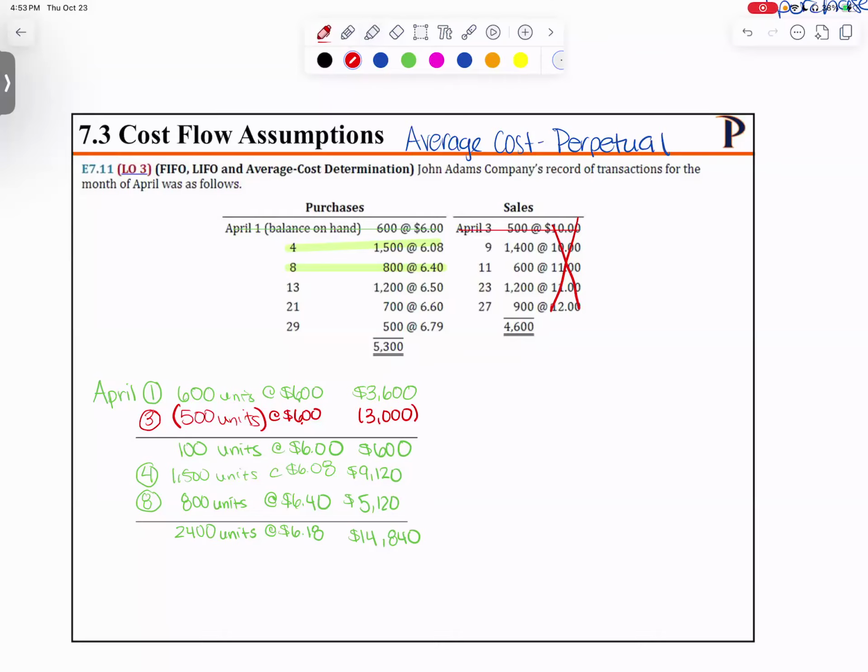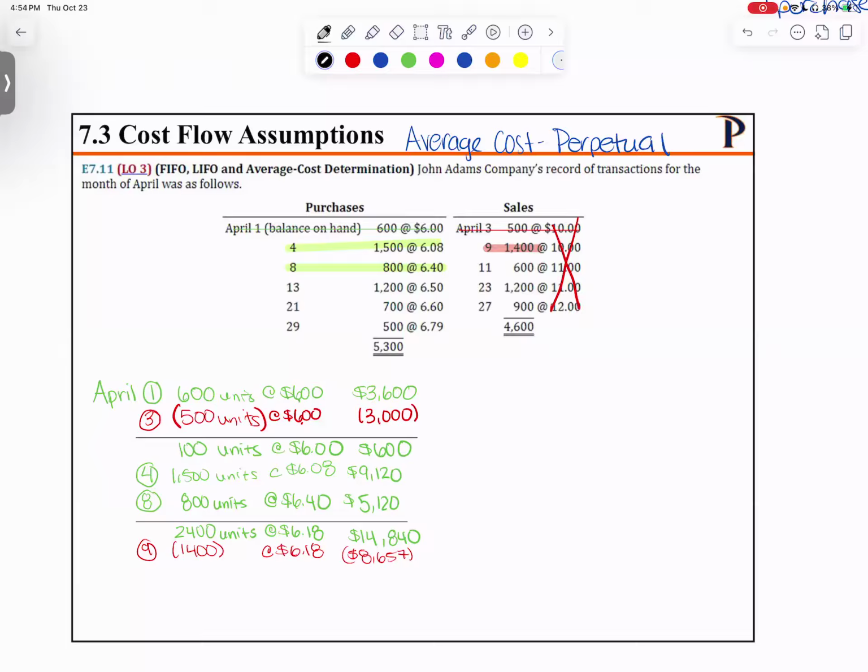So next we have our sale of inventory on the 9th. We sold 1,400 units. So here we're going to reduce our balance by 1,400. The cost of these units will be $6.18 for a total cost of goods sold of $8,657. You'll notice here too, I'm just rounding to the nearest dollar, just to make things a little bit easier on us. That's fine if you guys do that too.